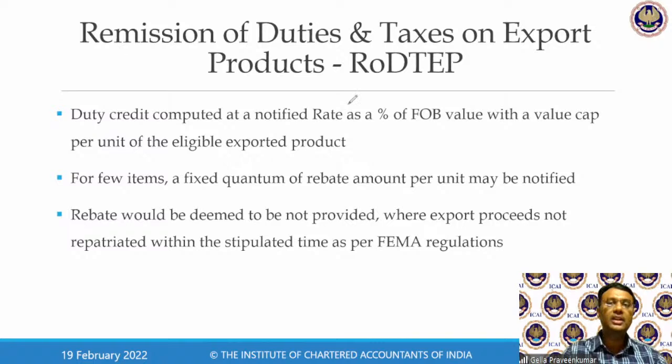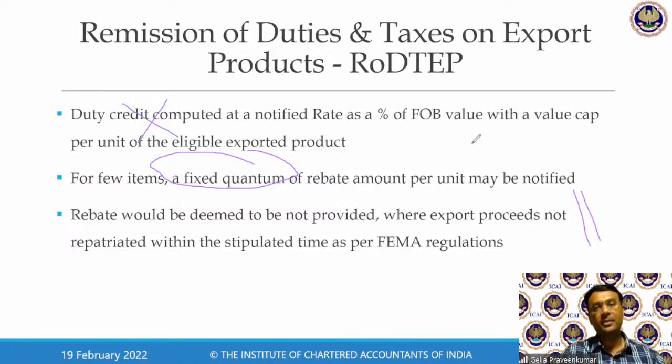What they say is, look, I'm giving this on the condition that you are going to repatriate the money. If the money is not being repatriated, then I'll presume that this duty credit scrip was never given to you. I'll take it back from you. Usually, this is calculated as a percentage, with a bandwidth of 2% to 6%, calculated on the FOB value.